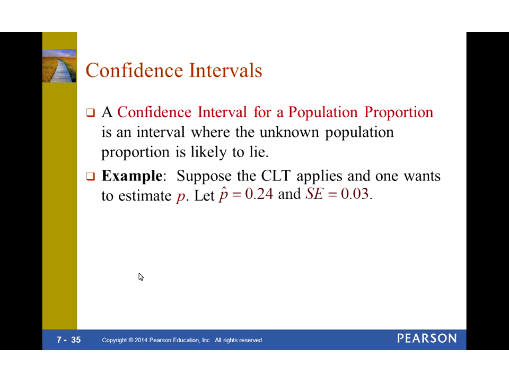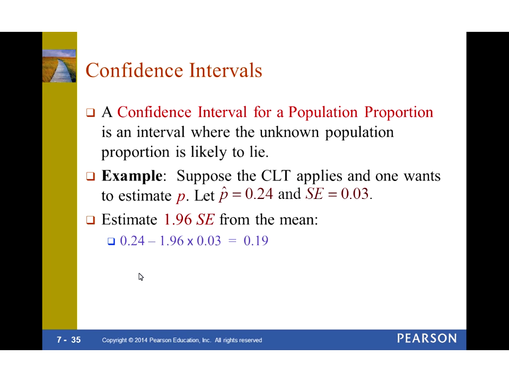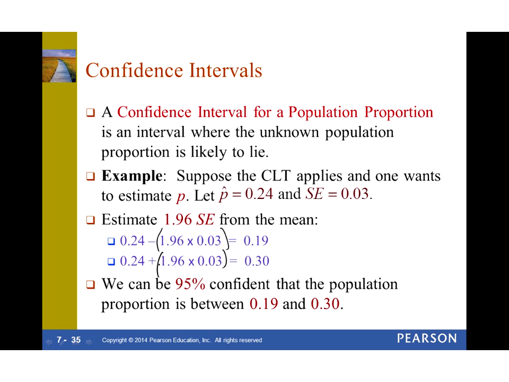Suppose the central limit theorem applies, and we want to estimate p, the population proportion. The sample proportion is 0.24, and the standard error is calculated as 0.03. If we want to estimate 1.96 standard errors away from the mean, we take the sample proportion and subtract 1.96 times 0.03, and we'd also add 1.96 times 0.03. Remember, we're going to multiply. Order of operations says we do the multiplication first. So we could estimate this confidence interval to be between 0.19 and 0.3.